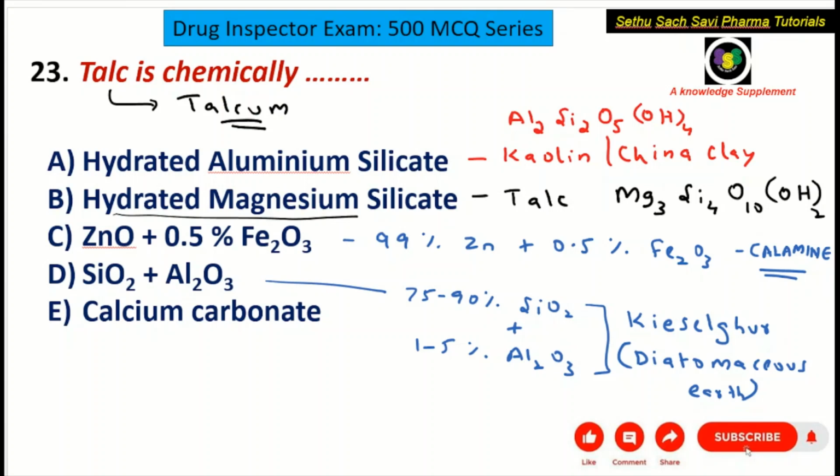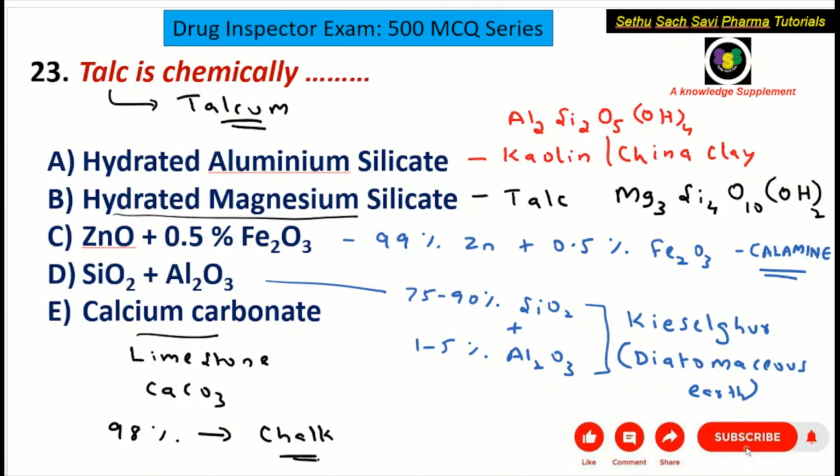Now coming to the last choice, calcium carbonate, also called limestone. Molecular formula is CaCO3, and 98% of calcium carbonate is present in chalk. So chalk contains 98% calcium carbonate. So the correct answer for this question is hydrated magnesium silicate, choice B. Let's move on to the next question.